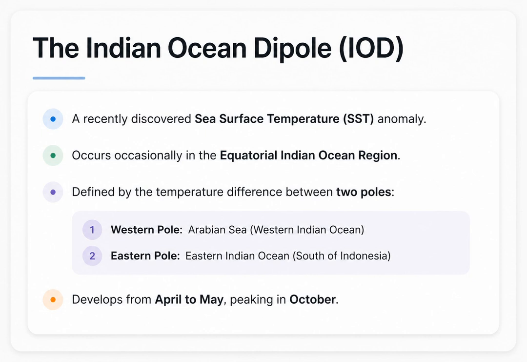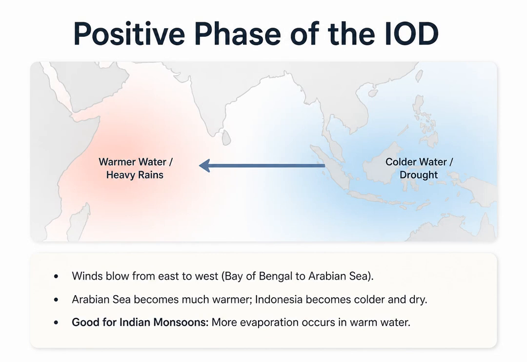This temperature difference begins to develop around April or May and reaches its peak in October, heavily influencing where rain will fall. When the IOD is in its positive phase, it is excellent news for the Indian monsoon. During a positive IOD, winds push warm surface water from east to west. This makes the Arabian Sea unusually warm, while the waters around Indonesia become cooler. Because the water near India is warmer, there is significantly more evaporation. More evaporation means more moisture in the air, which translates to heavier, more reliable rainfall for the Indian subcontinent.